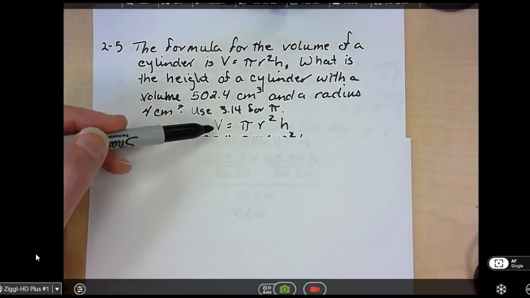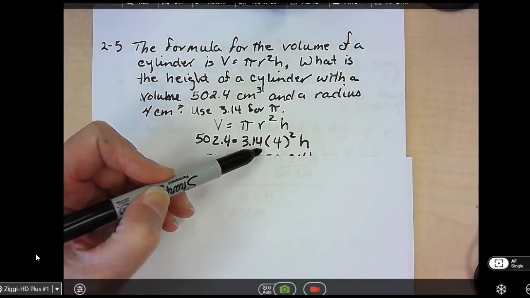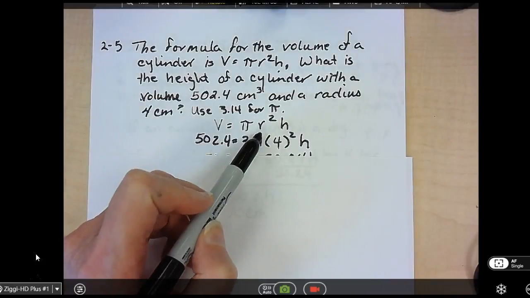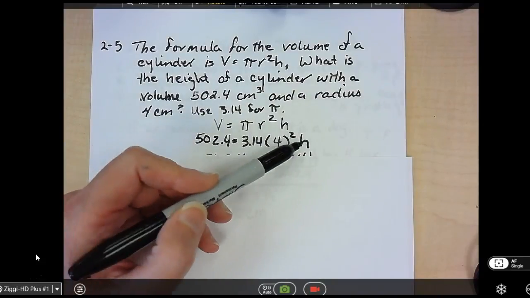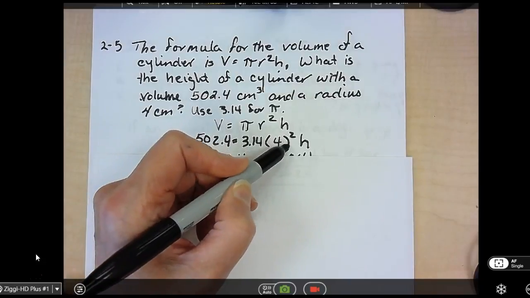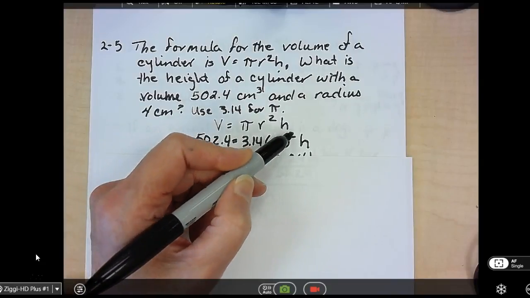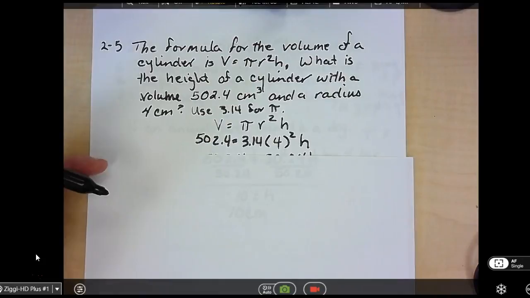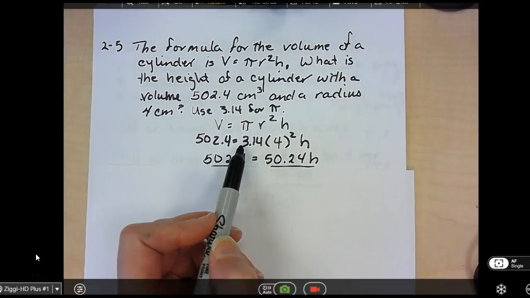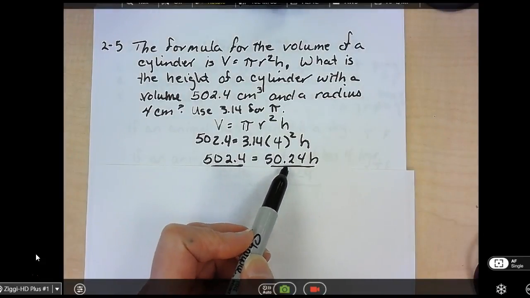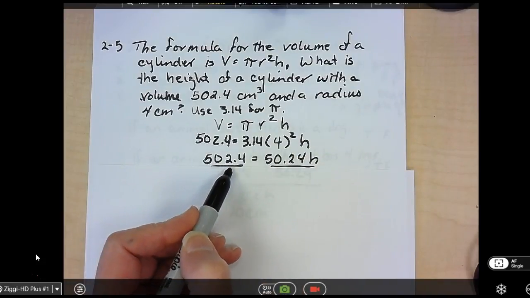My V I'm going to replace with the 502.4. Pi gets replaced with 3.14. R was our radius, so it is 4. It is raised to the power of 2 times h. Again, you notice when I put numbers in and substitute, I will put parentheses around them to remember that the only thing raised to the 2 is that 4. And now we can simplify. 4 squared is 16. 16 times 3.14 is 50.24. Bring down my h. On my left-hand side, I had 502.4.